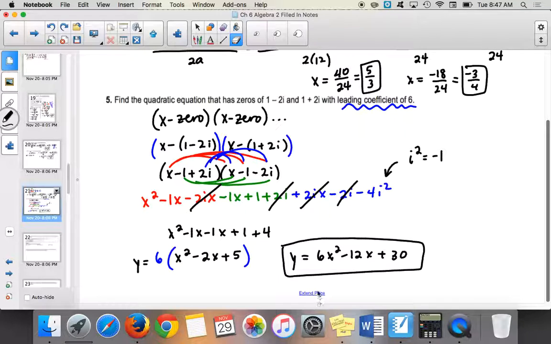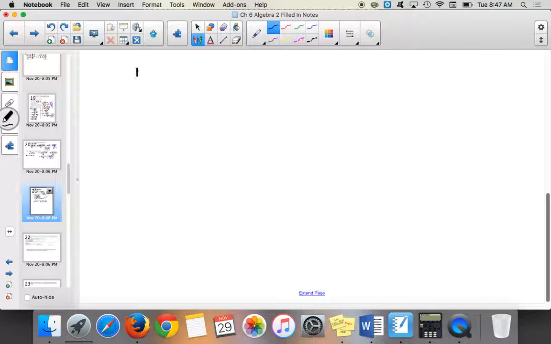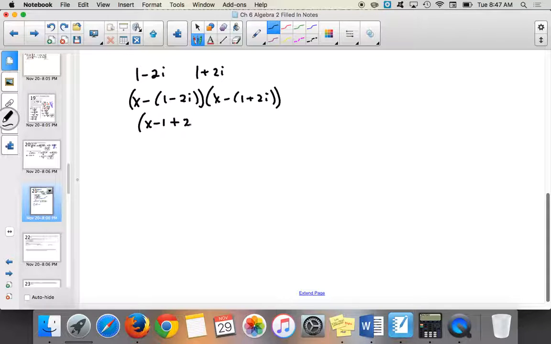So let me show you. If you had 1 minus 2i and 1 plus 2i as zeros, you set it up the same way to start with. You do x minus each of them. And then you distribute, so you have x minus 1 plus 2i and x minus 1 minus 2i. But you treat that x minus 1 like a variable. So if I had w plus 2i times w minus 2i, do you guys see that the outer and inner would go away? Those are gone, right? Do you guys get that? We have w squared minus 4i squared. Do you see it?